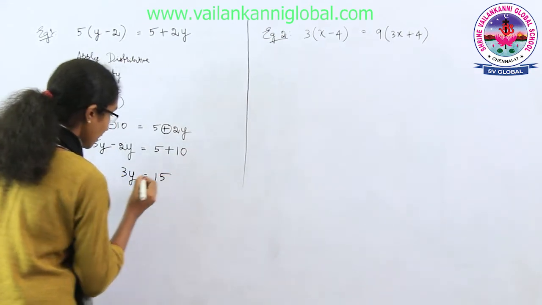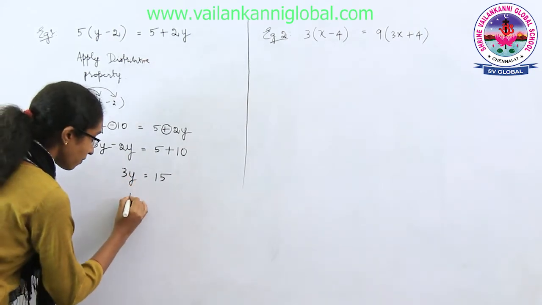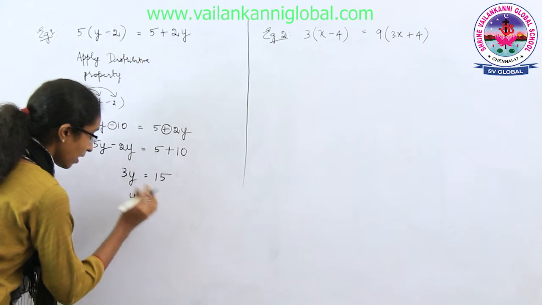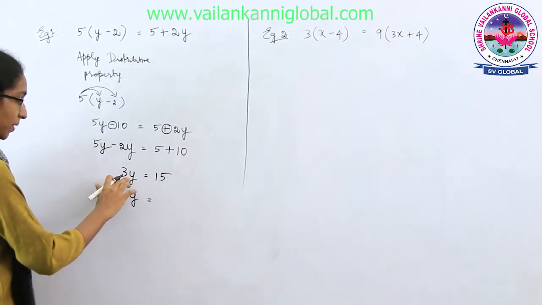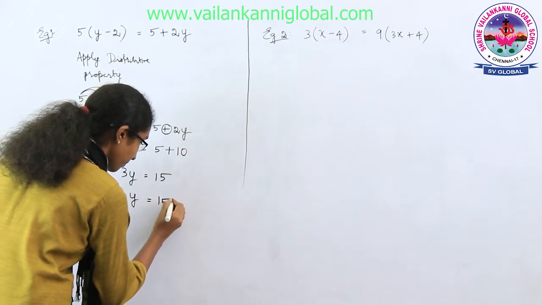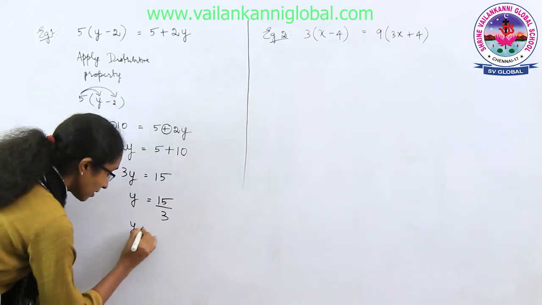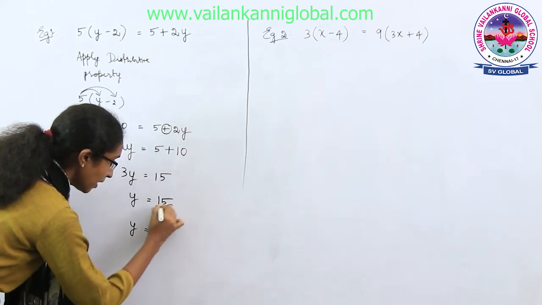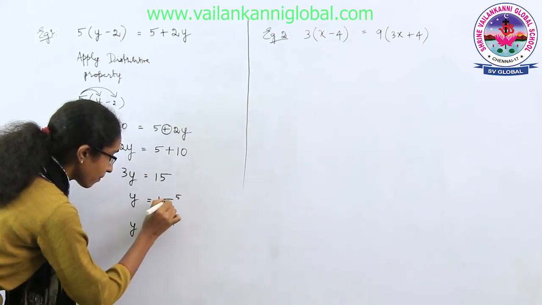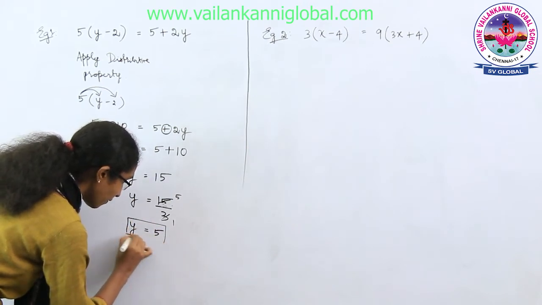And now 3 and y are in multiplication. So y is kept here, and 3, when it is in multiplication and goes to the other side, becomes division. So 15 divided by 3. Hence, simplifying, we get 5. So y is equal to 5.